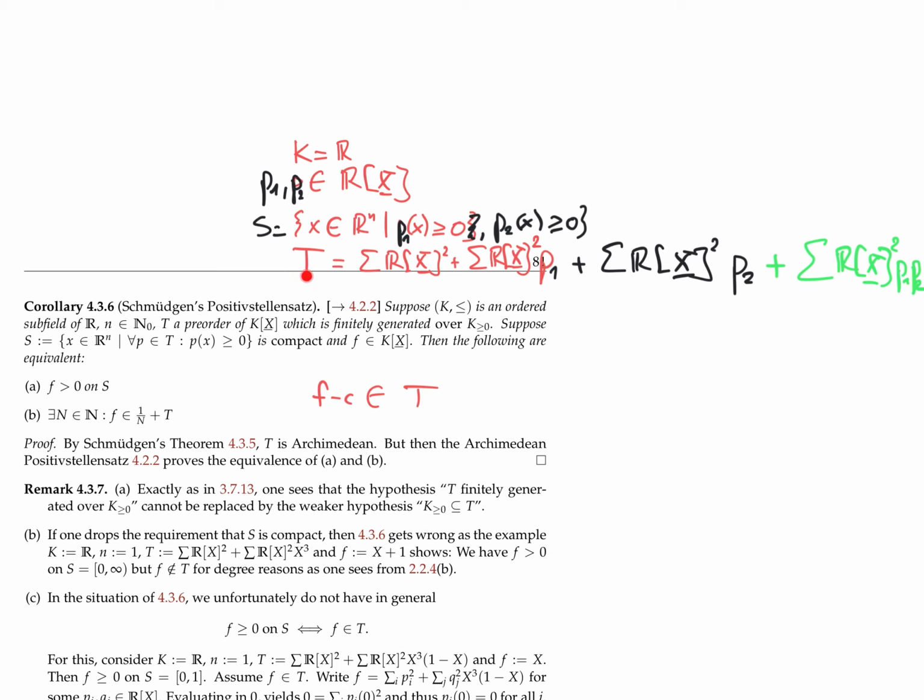If we don't look at the green thing here, then this will not be a preorder anymore. That will be something which we will call a quadratic module. And actually we will define today things which are even more general than quadratic modules. Often we will call the quadratic module M, and then we will just maximize c such that f minus c is in M.